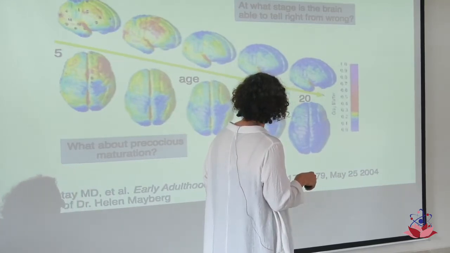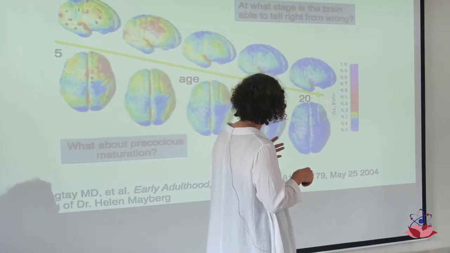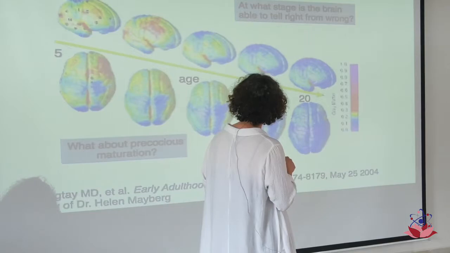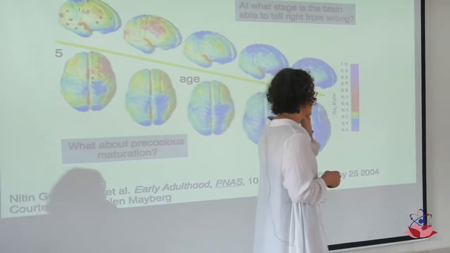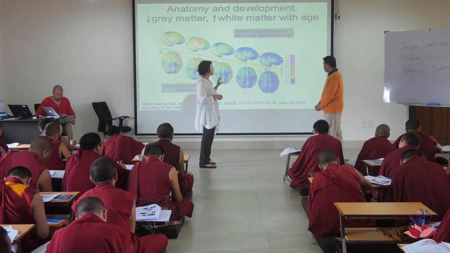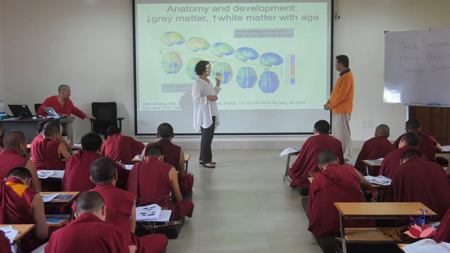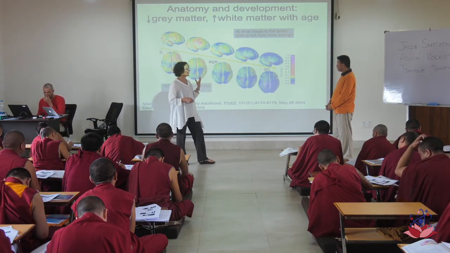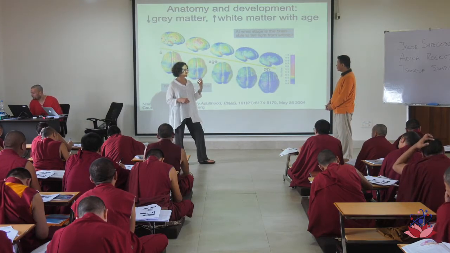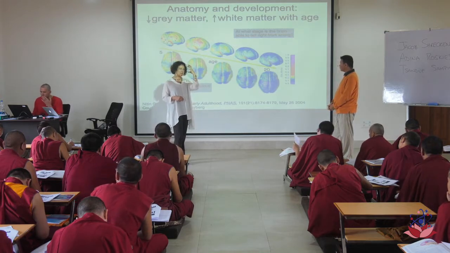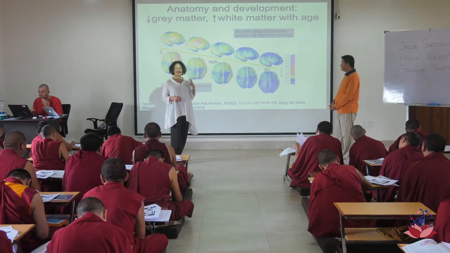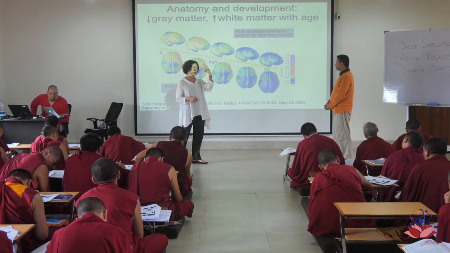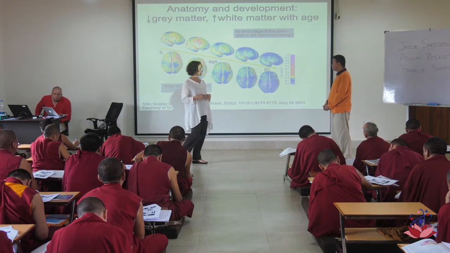The blue stuff means more white matter, a higher ratio of white to gray, and this is more gray to white. Okay. So the basic takeaway is that the front part of your brain has less white matter when you're young than when you're old. And what that means is the neurons from the front part of your brain are not communicating so well with the rest of your brain. But this is the part that does control and executive function.